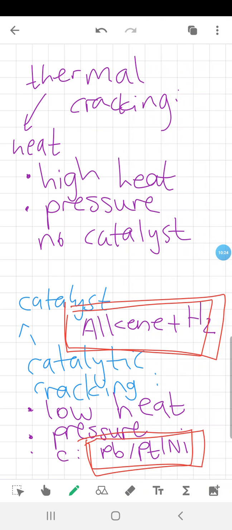Lastly, we're going to do cracking. Cracking, I feel, is the hardest. But we'll get there. In cracking, you begin with an alkane. Or not just an alkane, you begin with a longer alkane.